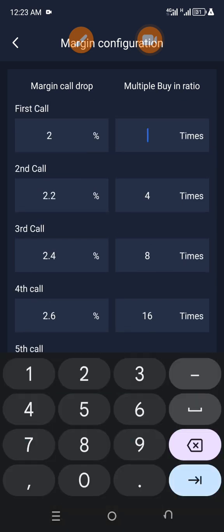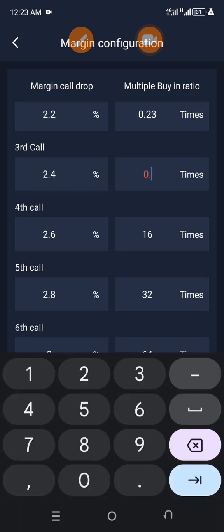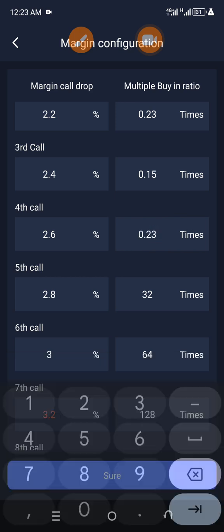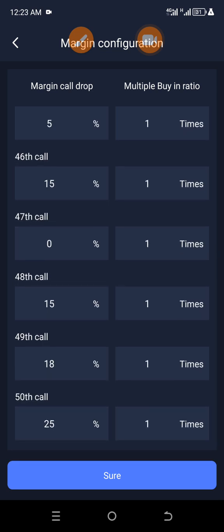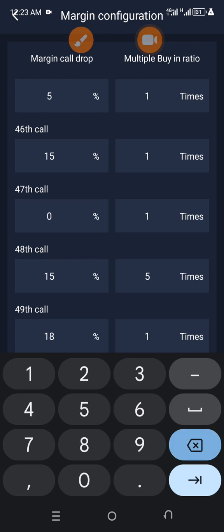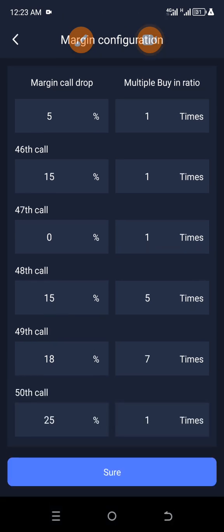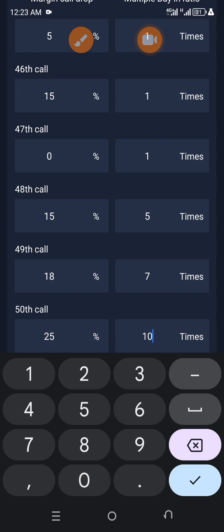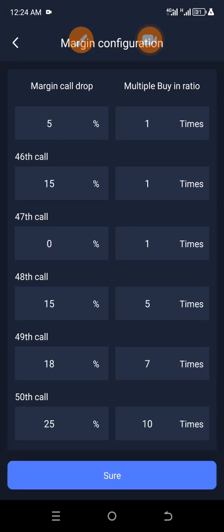Now on your right hand side, all you're going to do is 0.15, 0.23, 0.15, 0.23 to the last option. Okay, that's what I'm going to do to the last option. Now the last three, I'm going to put 5, 7, 10. Okay, I think that's okay.